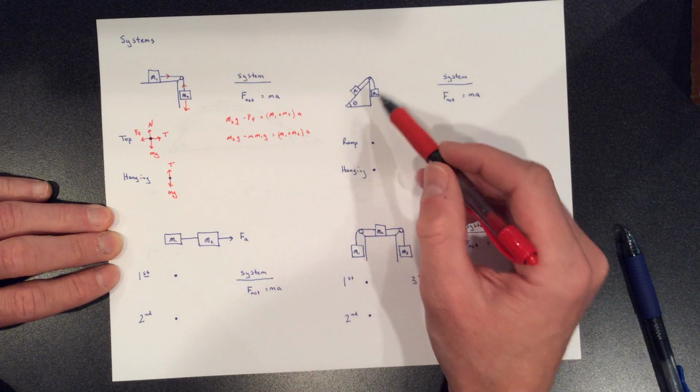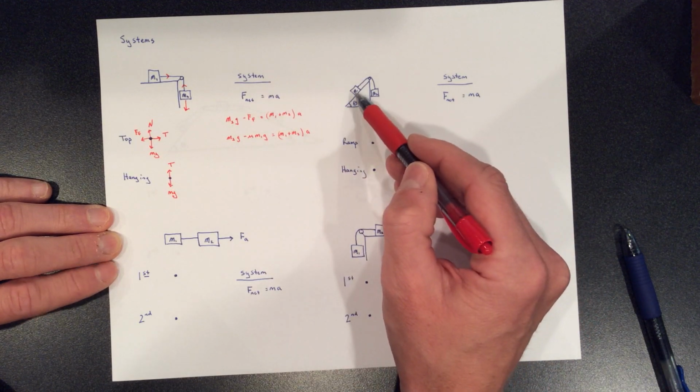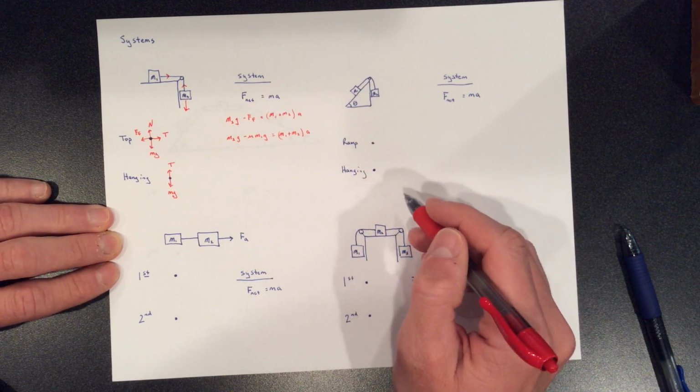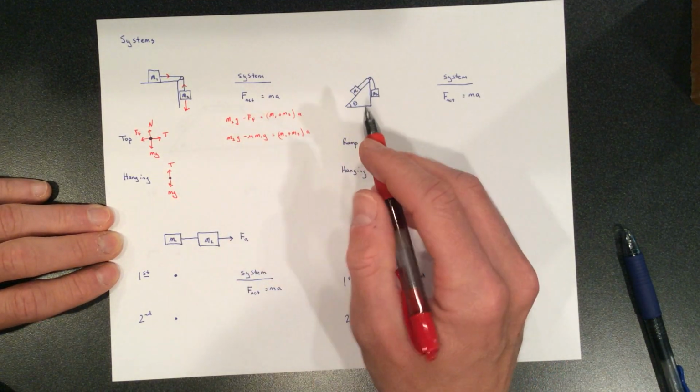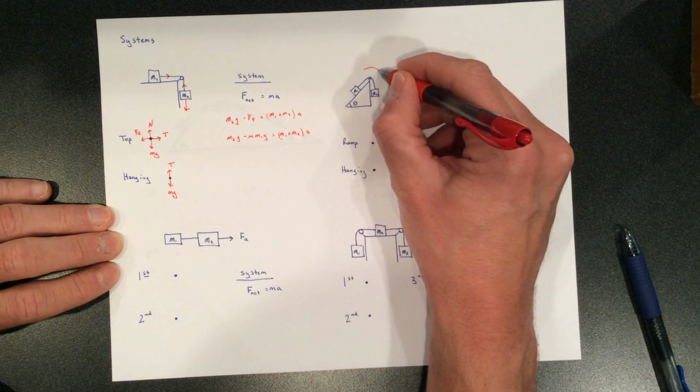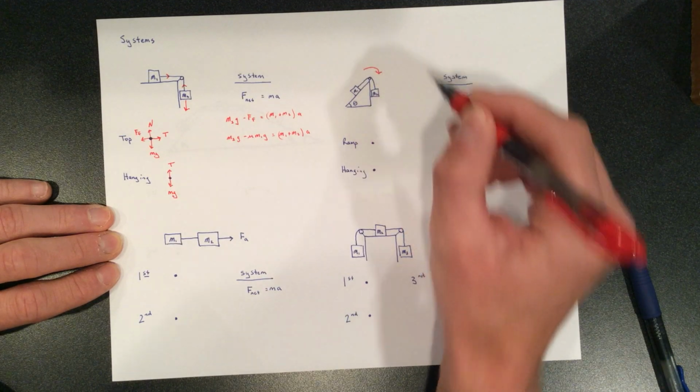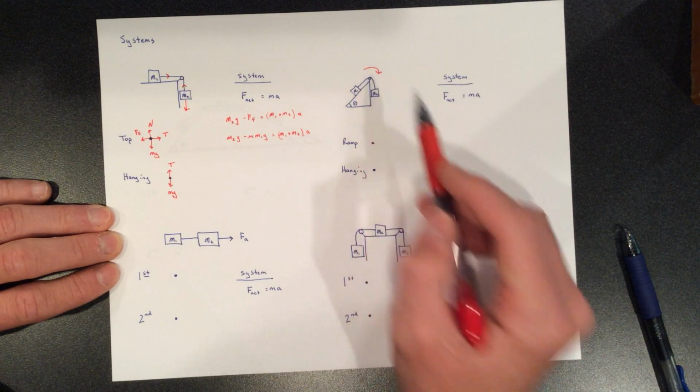Okay, how about this one? How about a hanging one and something on the ramp? We do have to make a quick assumption since we're in the abstract. Let's say that it's going to go this direction. That's the direction of the acceleration here.